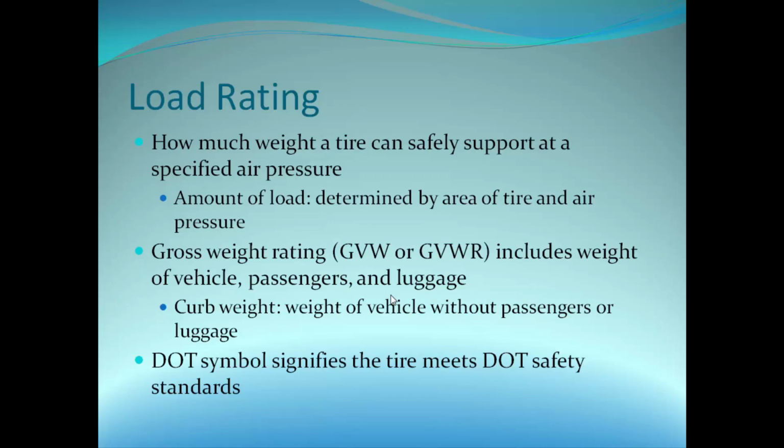Load rating is how much weight a tire can safely support at a specified air pressure. The amount of load is determined by the area of the tire and the air pressure. Gross vehicle weight rating, GVW or GVWR, includes the weight of the vehicle, passengers, and luggage. Curb weight is the weight of the vehicle without the passengers or luggage. The DOT symbol signifies the tire meets DOT safety standards. Okay, so you have to know about DOT.